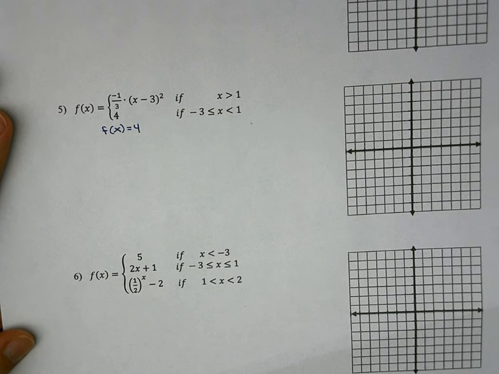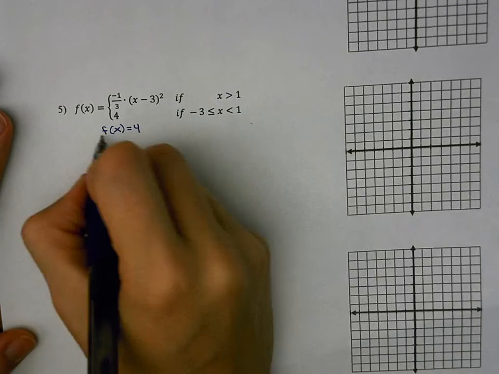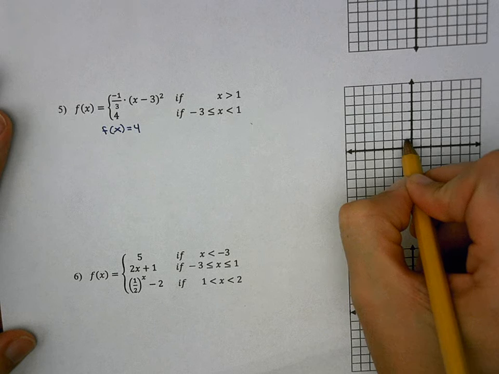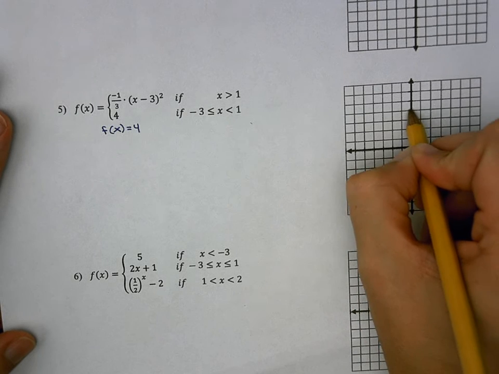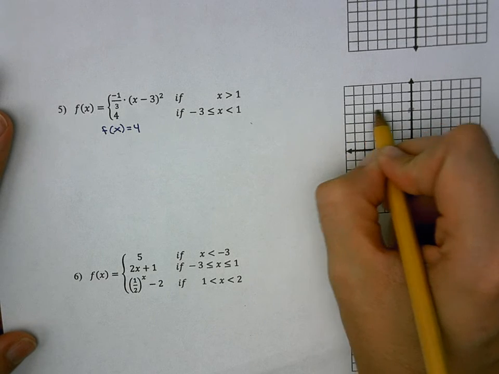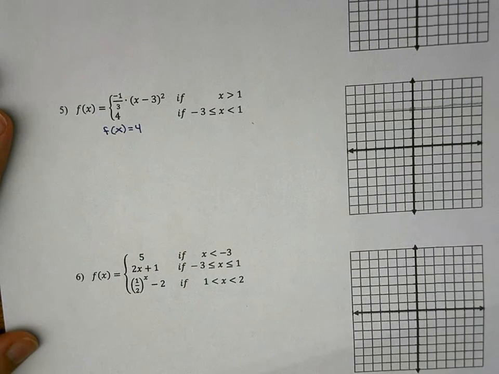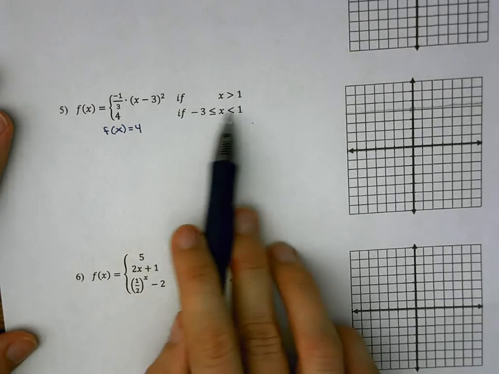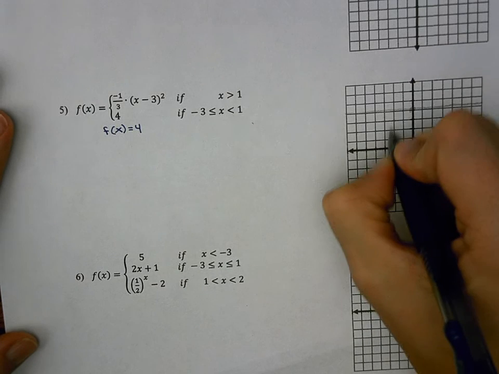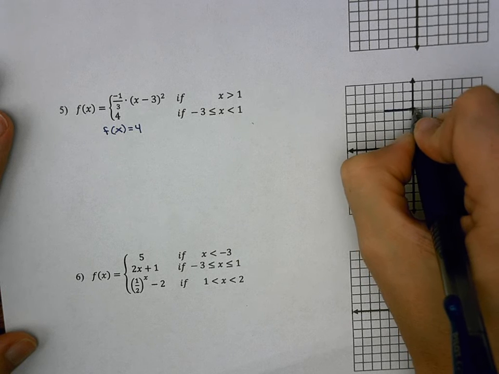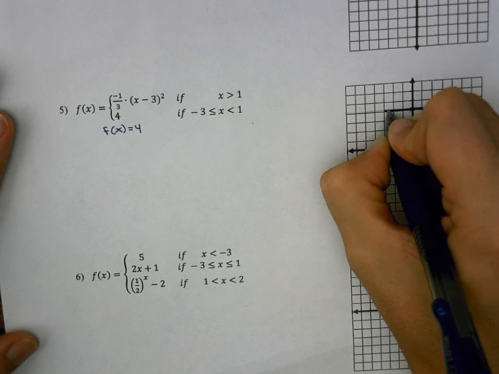Remember, a y equals 4 is a horizontal line. And so, again, let's go ahead and put this in pencil. 1, 2, 3, 4. Here's my horizontal line through y equals 4. Okay, and then what part of it are we keeping? Well, for y equals 4, we're only keeping what happens between x equals negative 3 and x equals 1. Right, this section right here.